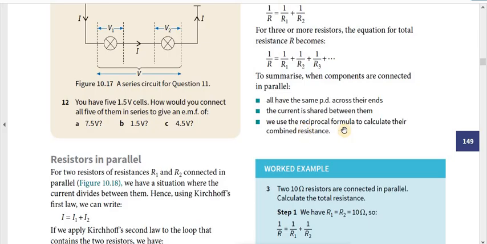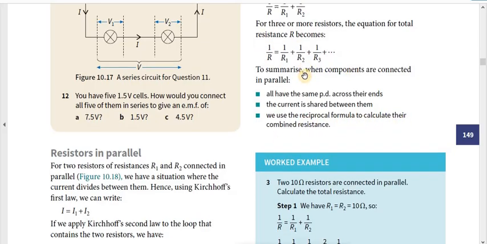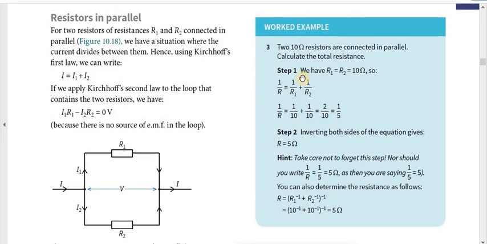We use the reciprocal formula to calculate their combined resistance. This is the reciprocal formula. And here is an example. Two 10 ohm resistors are connected in parallel. Calculate their total resistance. And we have 2 resistors, so we can use 1 over R equals 1 over R1 plus 1 over R2. On this side we have 2 terms because there are only 2 resistors. And both resistors have the same resistance. So R1 is 10, R2 is also 10.